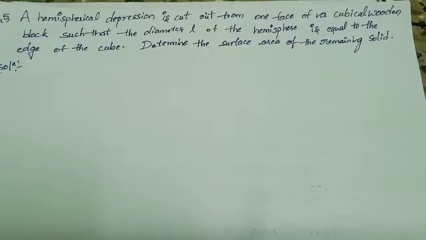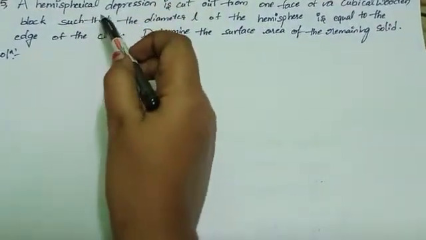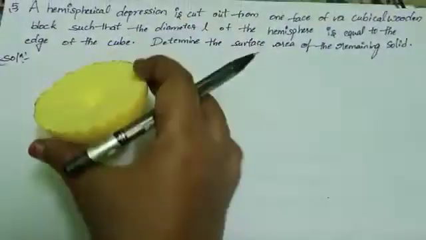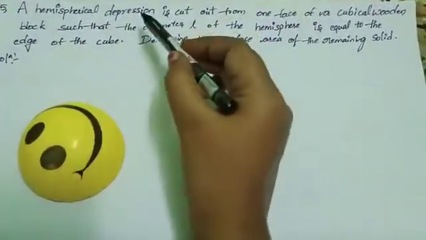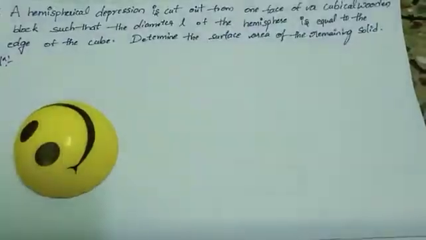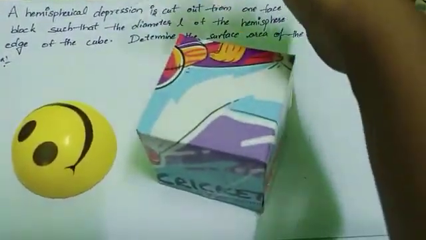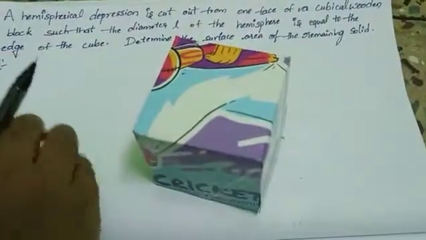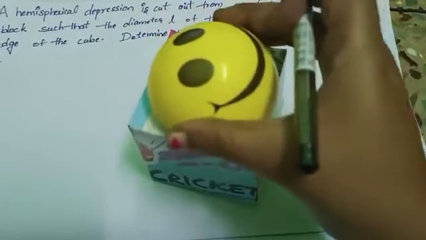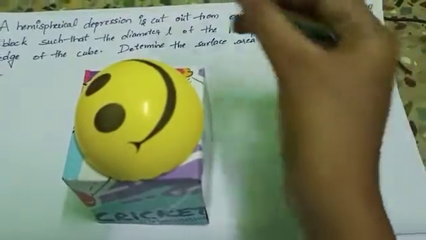Let's discuss the fifth question in exercise 13.1. Read the question. A hemispherical depression is cut out from one face of the cubical wooden block. This is the hemisphere, and this is the cubical wooden block. Hemispherical depression means a hemisphere fixed into the cubical box, cut out from one face of the cubical block.